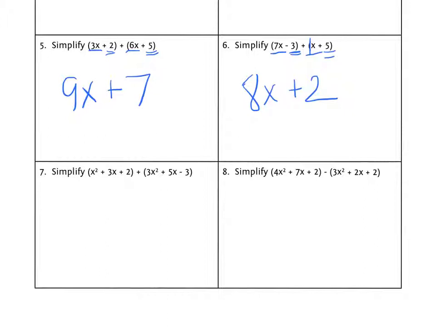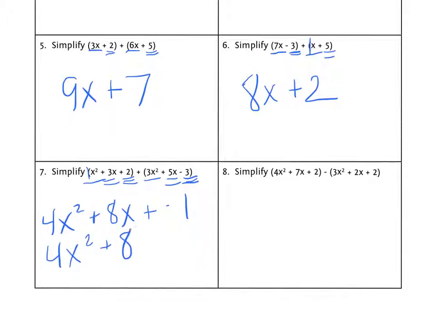Now, number 7. We have 1x squared and 3x squared for a total of 4x squared. We've got positive 3x's, positive 5x's for positive 8x. We've got positive 2, negative 3. 2 take away 3 is negative 1. You could also write this as subtract 1 at the end. Either way would be fine.